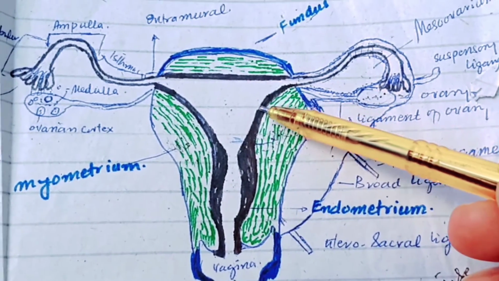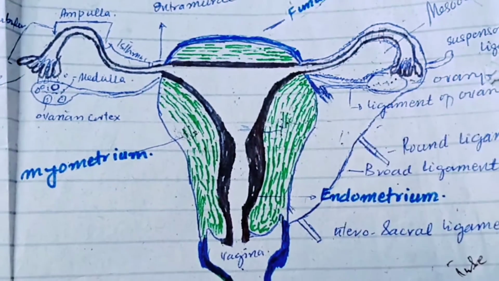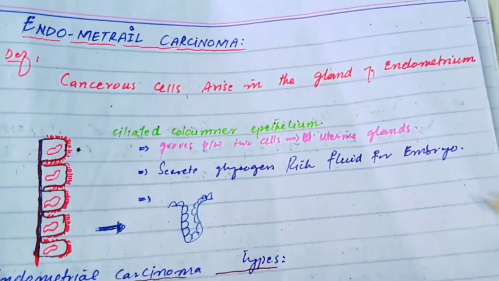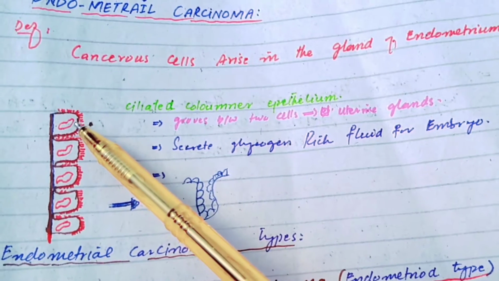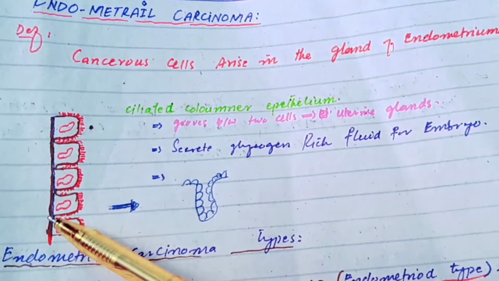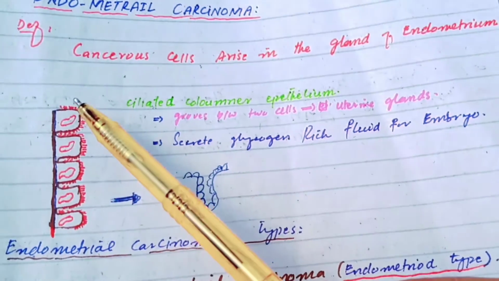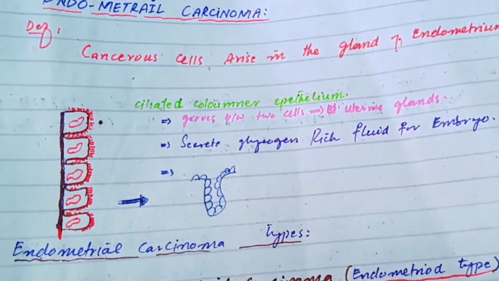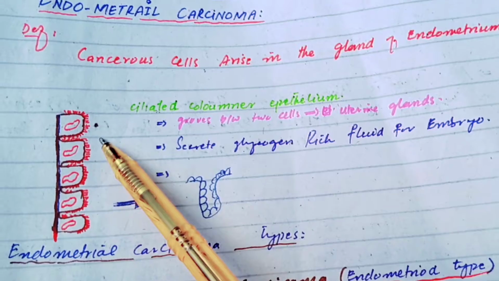So the malignant proliferation that arises in the glands of the endometrium is called endometrial carcinoma. Here I have drawn a section of the endometrium, which is lined by ciliated columnar epithelium. You can see these are the columnar epithelium, and this columnar epithelium has hair-like structures. These red hair-like structures are called cilia.